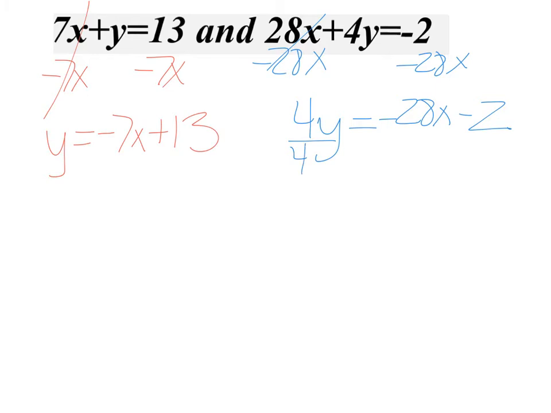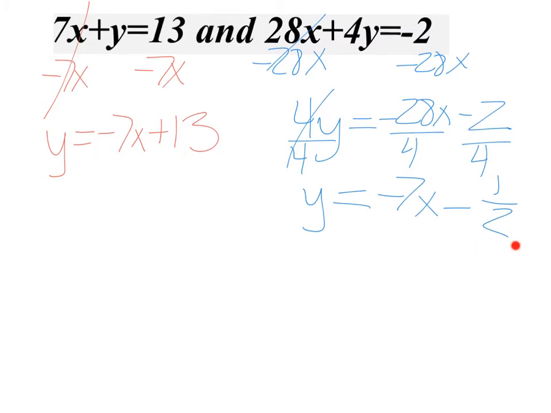I get 4y equals negative 28x minus 2. And then I just divide all the terms by 4. Remember, the point of doing this is to isolate the y. We're trying to get the y by itself, so that is our goal. So anything that's on the same side as y needs to be moved. Okay, so I end up with the same slope and different y-intercepts. Same slope and different y-intercepts mean that they are parallel lines and they have no solution.